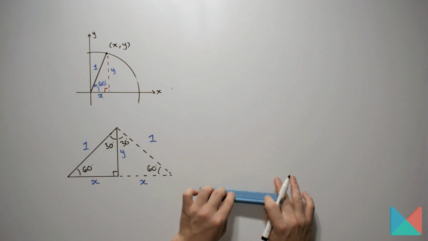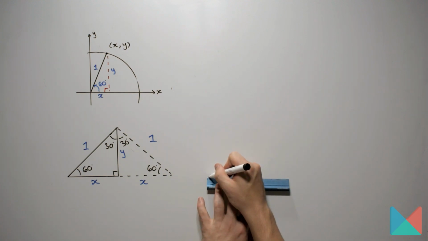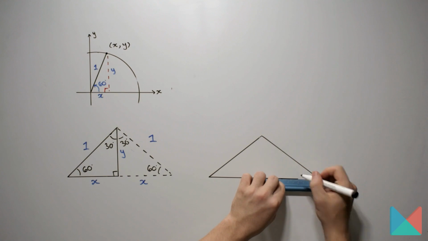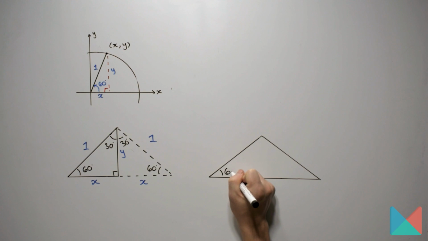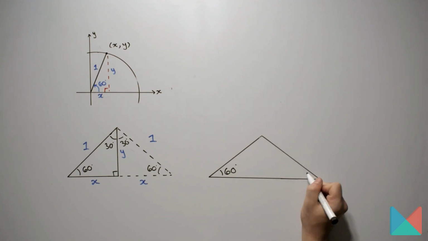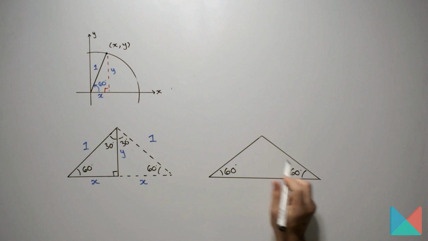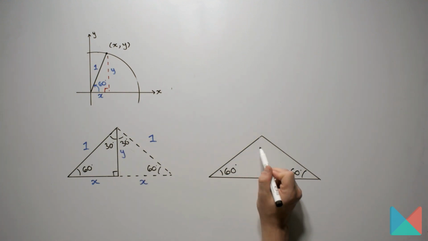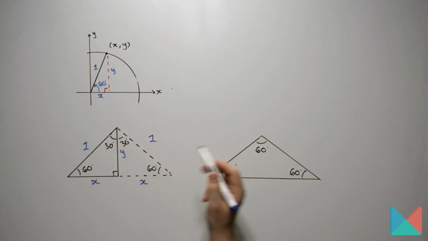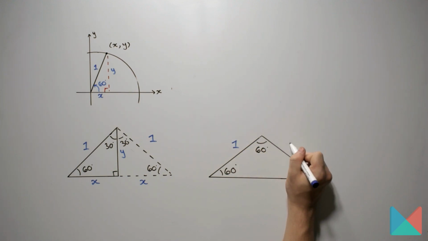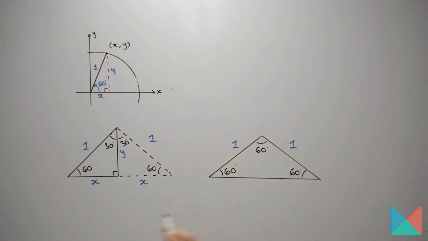So what we're going to do is redraw this triangle. Starting with our angles, this angle here will be 60 degrees. We'll have this angle being 60 degrees. And our final angle will be 30 plus 30, which gives us an outcome of 60 degrees again. And with our side lengths, this side will be of length 1, which is the same as this side. And the base of our triangle is x plus x, which is 2x.